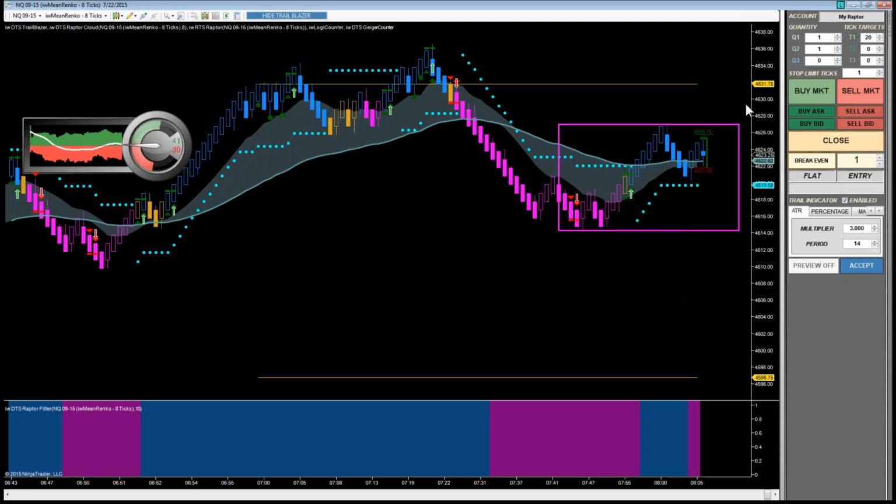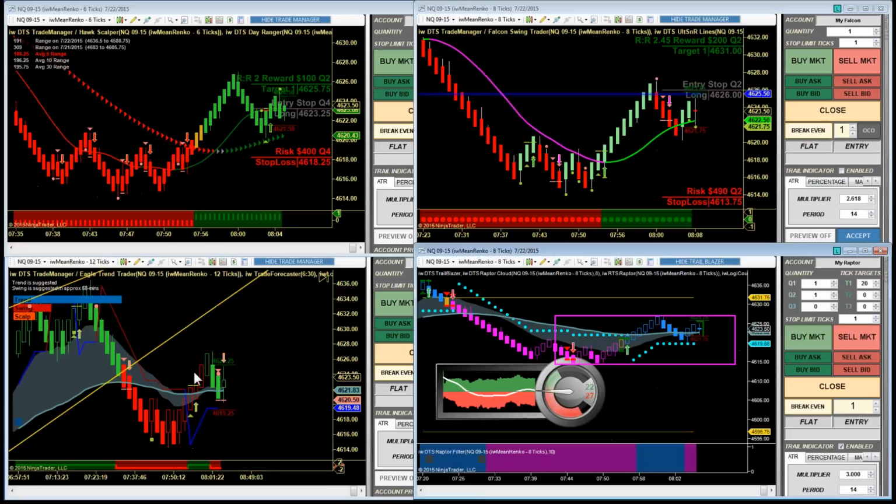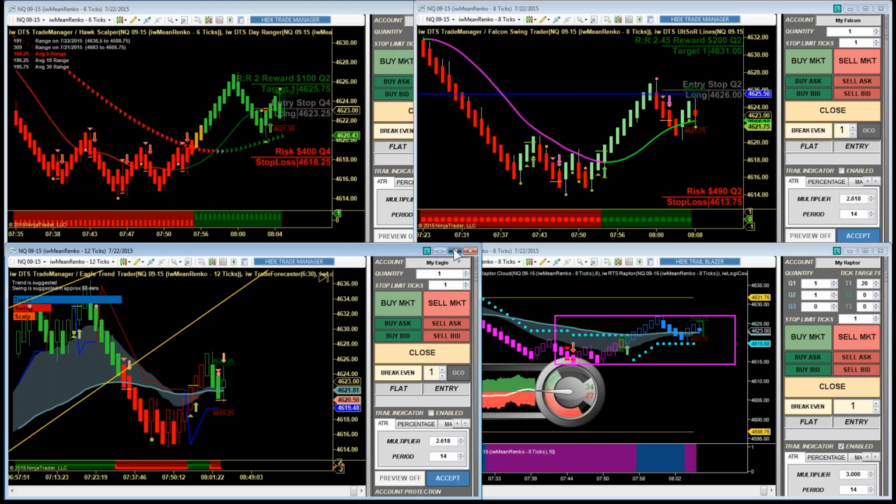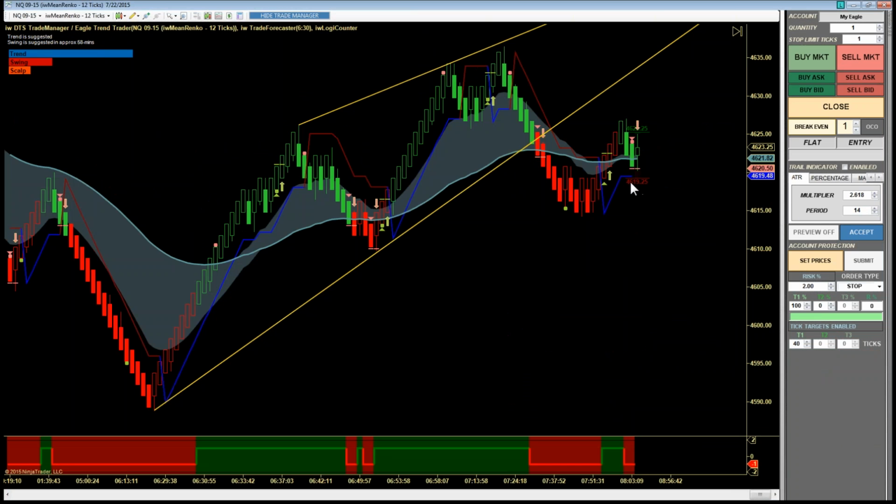Right now, they just seem pretty happy to go sideways. The Eagle is giving us a sell signal, but not until the ATR flips over. So it looks like we're going to be sellers somewhere around 46.19 if, in fact, the market continues lower.